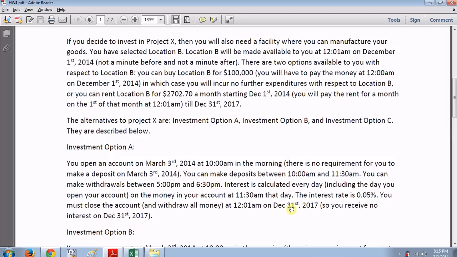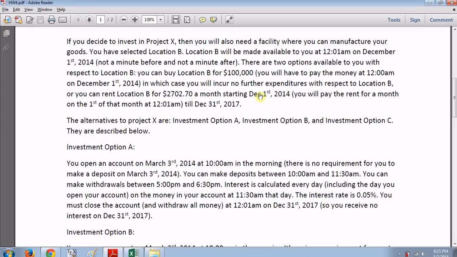So all you now have to figure out is, if you did not buy location B, what would you do with this $100,000? You would invest in one of these options, and that would grow by a certain amount by December 31st, 2017. And that's the future worth of the money you would use to buy location B.